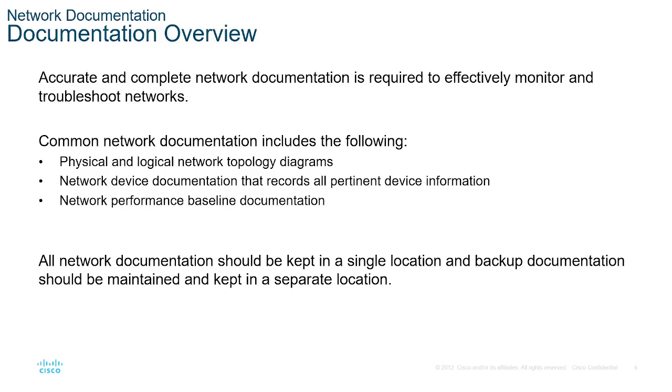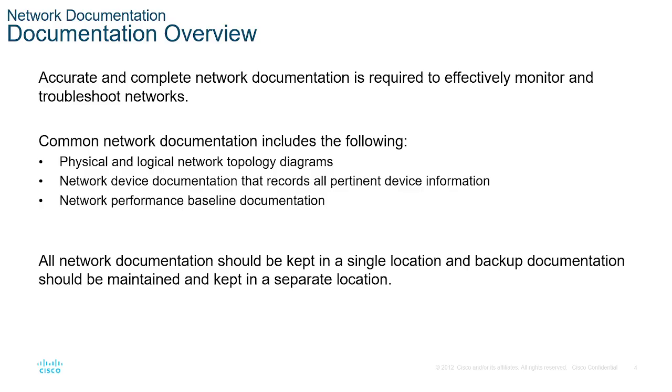Common network documentation includes the following. First of all, physical and logical topology of the overall network. Then network device documentation that records all pertinent device information. Then network performance baseline documentation. We will talk about what the network performance baseline is, and we will talk about the network device documentation and physical and logical topology, what the difference is between each one, and so on.